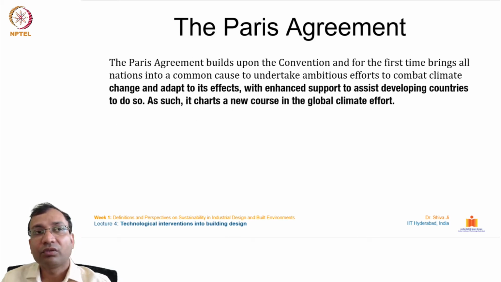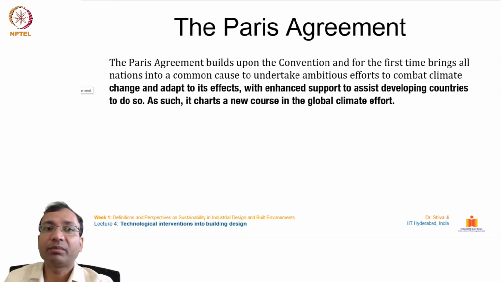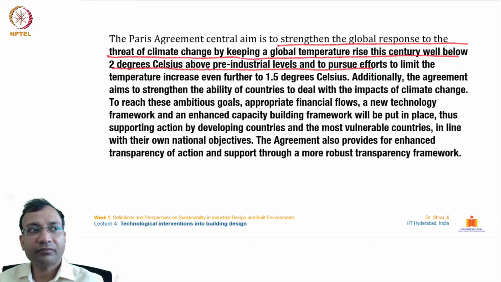So, what is the Paris Agreement? Well, the Paris Agreement builds upon the convention and for the first time brings all nations into a common cause to undertake ambitious efforts to combat climate change and adapt to its effects, with enhanced support to assist developing countries to do so. As such, it charts a new course in the legal climate effort.